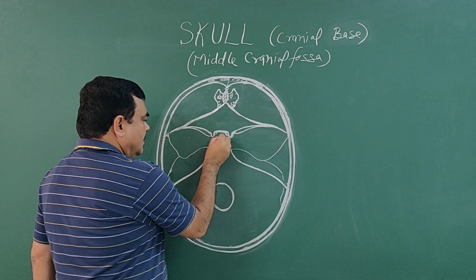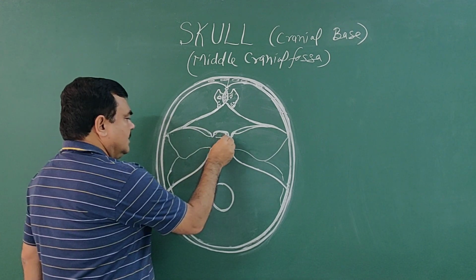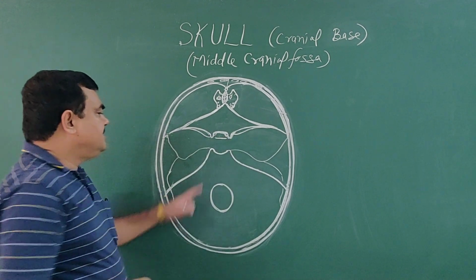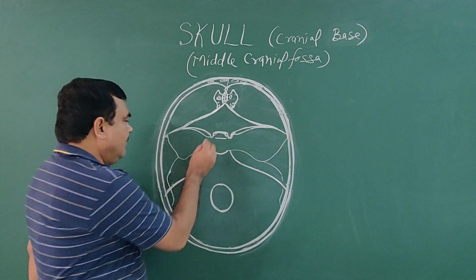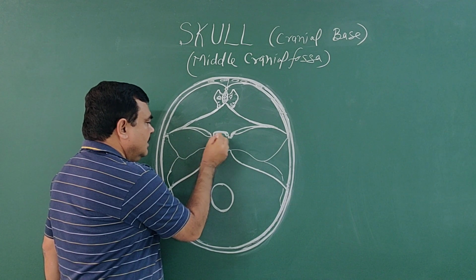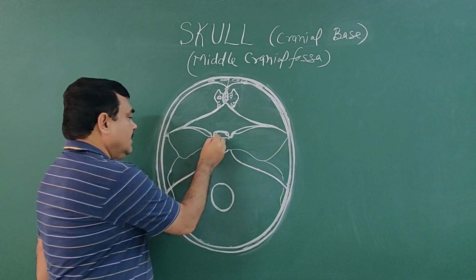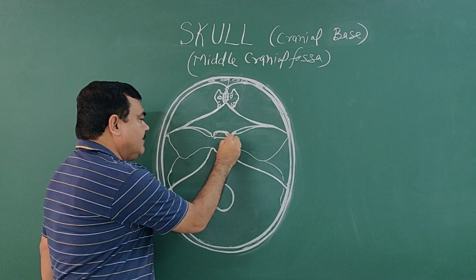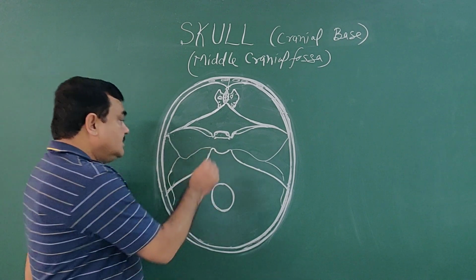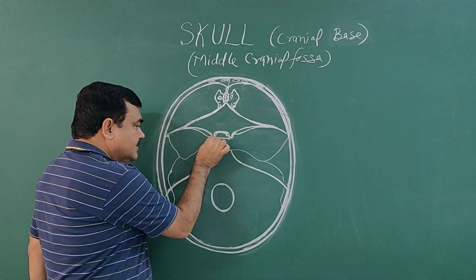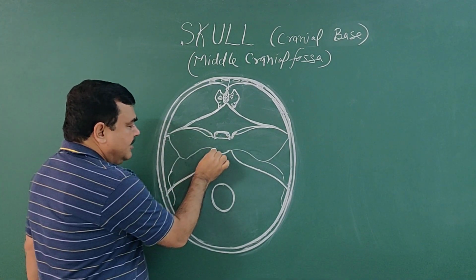This is the tuberculum sellae, and from here, on the lateral side, a projection forms the middle clinoid process. So here is the anterior clinoid process, and this is the middle clinoid process. Sometimes the anterior and middle clinoid processes join to form a single process. And this is the posterior clinoid process.